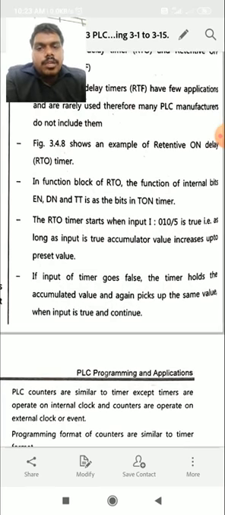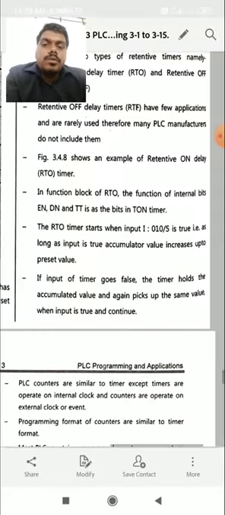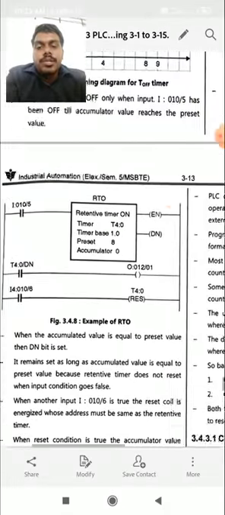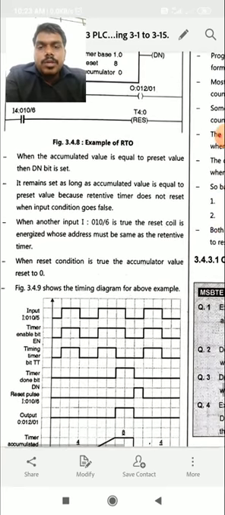The timer has mainly 3 bits: EN (enabled), DN, and TT. The RTO timer starts when the timer input is true. As long as the input is true, the accumulator value increases up to the preset value. If the input becomes false, the timer holds the accumulated value and picks up from the same value again when the input is true, and continues. This is the timing diagram. You can note it down.